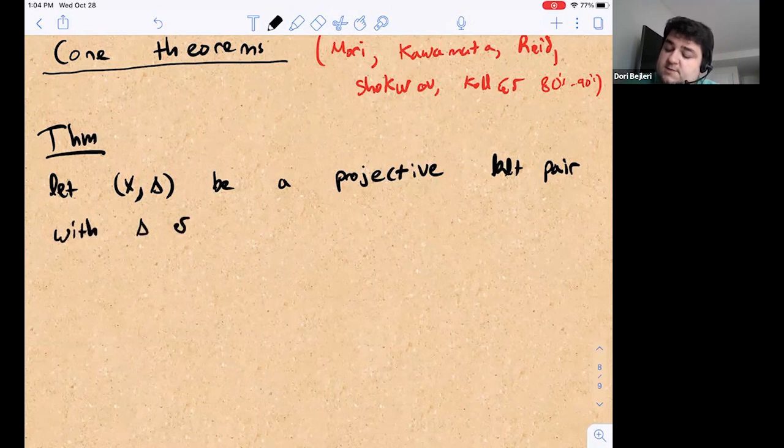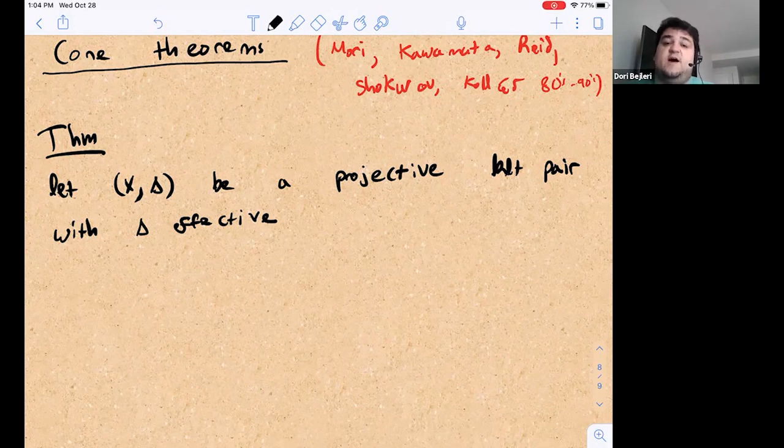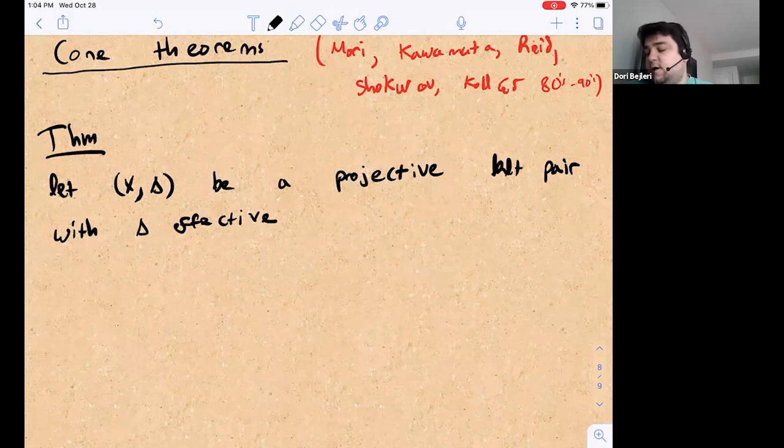And maybe another comment is that basically from now on, anytime I write Delta, it'll be effective. For these theorems, I'll write it down as part of the hypothesis. But basically Delta is always effective, even though we defined KLT and log canonical, all these other notions for divisors that are possibly not effective. Whenever we see Delta, it'll be assumed effective, though we will see in one of the theorems where allowing the KLT pair to have non-effective divisor does come up.